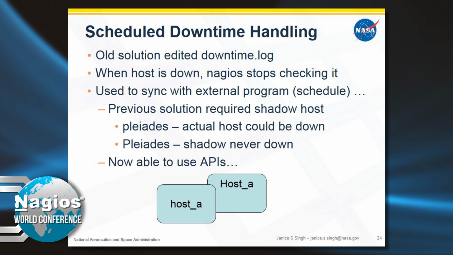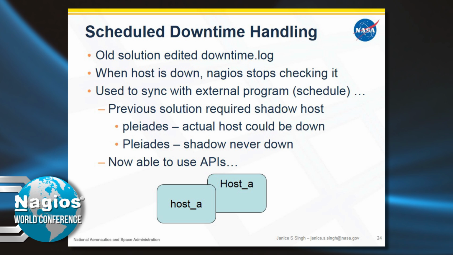So one of the things that Nagios does, which makes a whole lot of sense, is that when a host is down, Nagios stops checking the services on it. If the host is down, of course, the services are going to be down. But we needed to be able to tell at any given time if the host was in scheduled downtime or not.